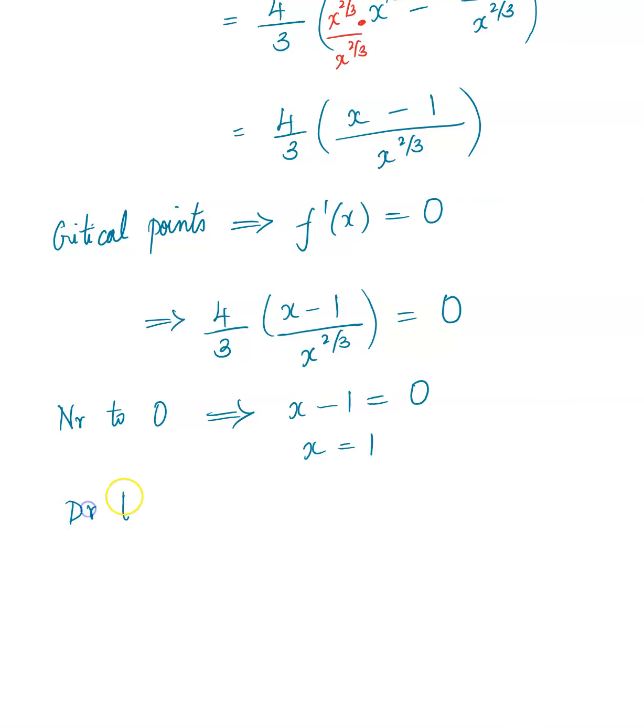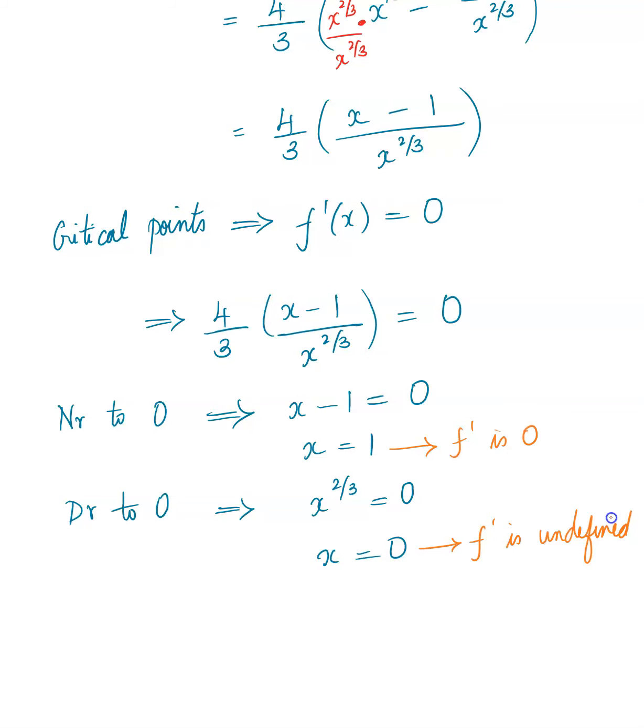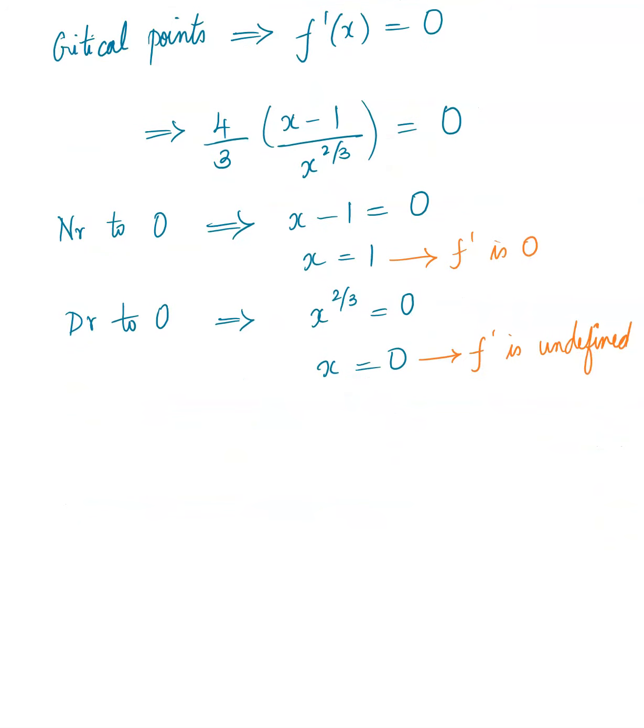And if you set the denominator to 0, we see that when x is 0, that's when the denominator is 0. So this is where f prime is 0, and this is where f prime is undefined. Both of these give us the critical points. So we got these two. Now let's go ahead and break our number line into intervals.